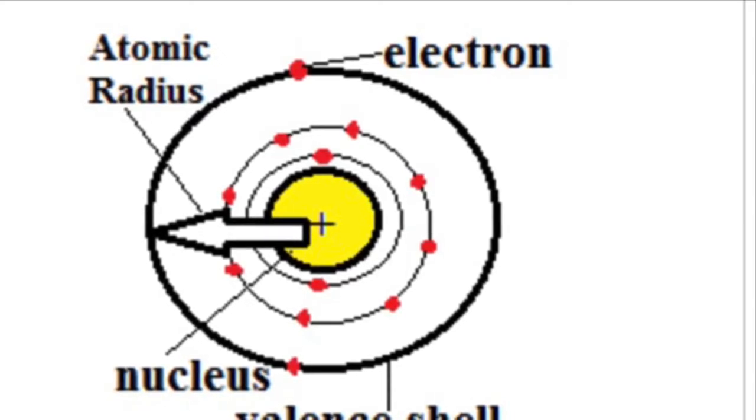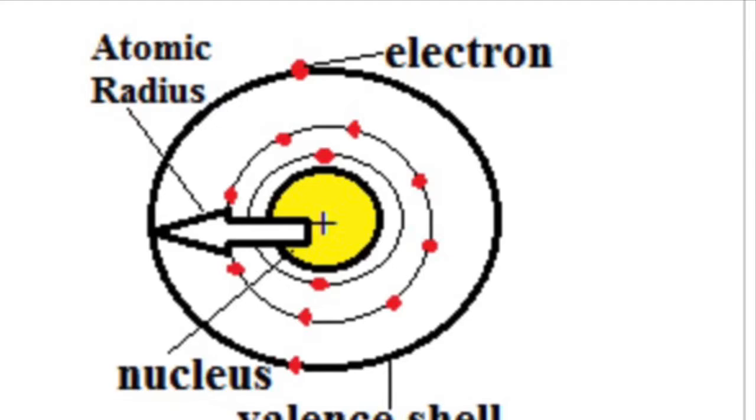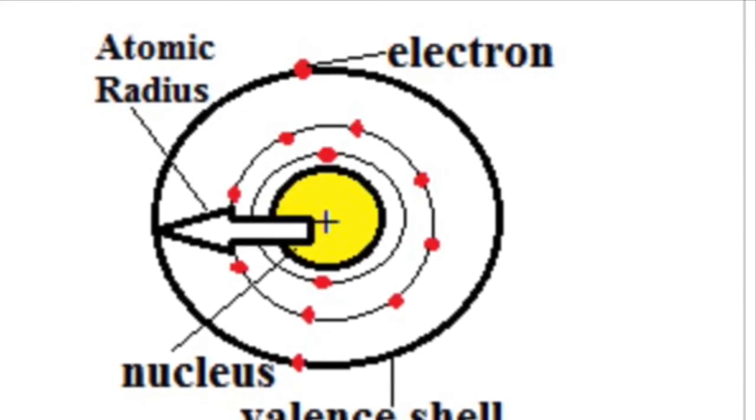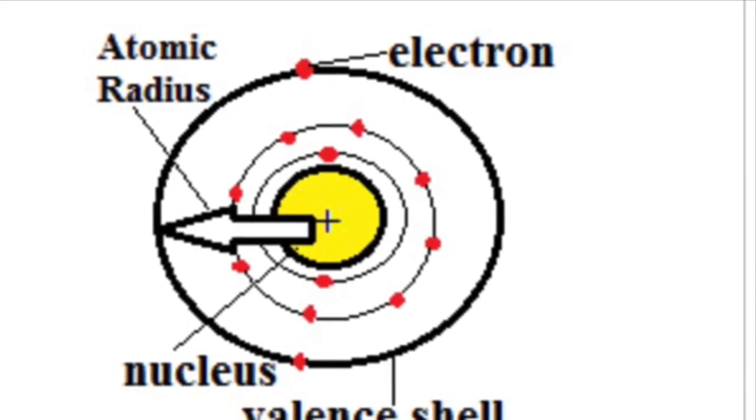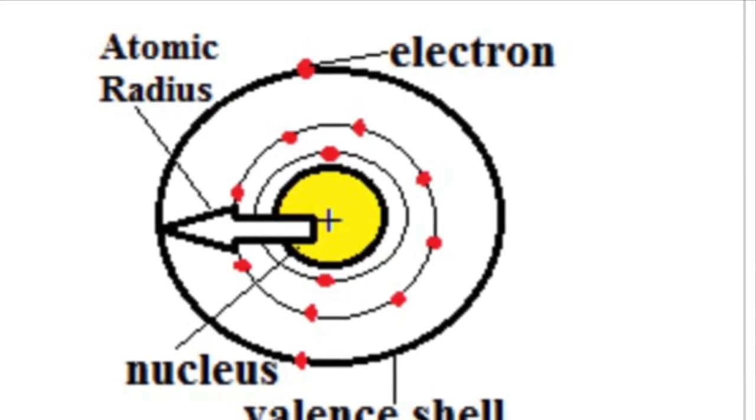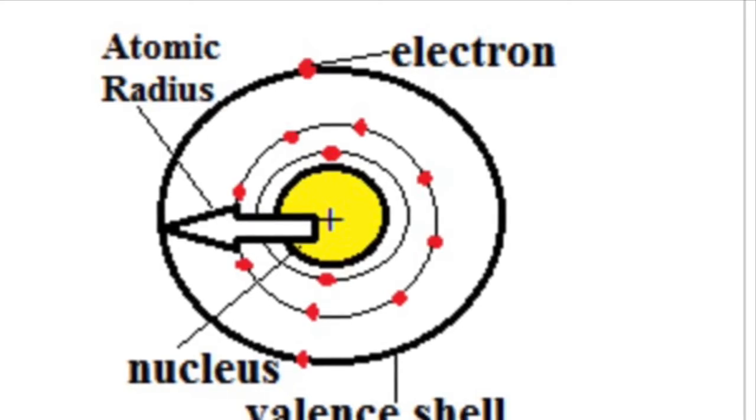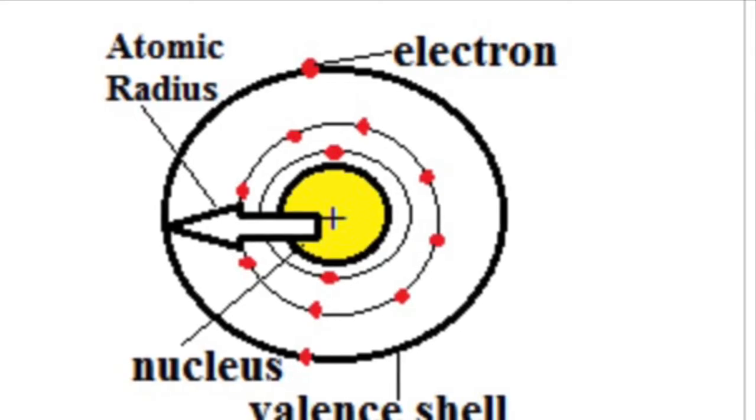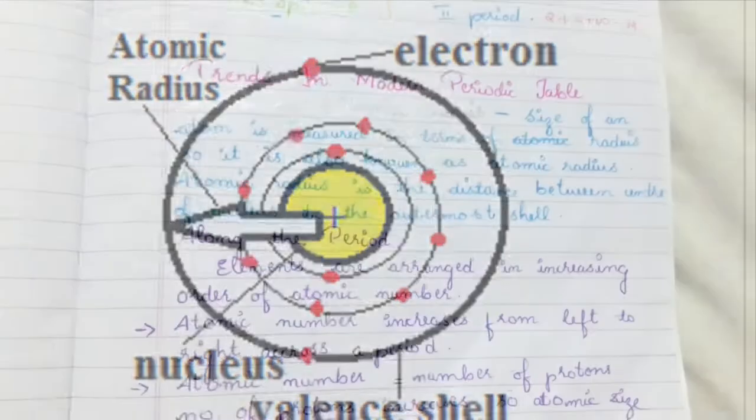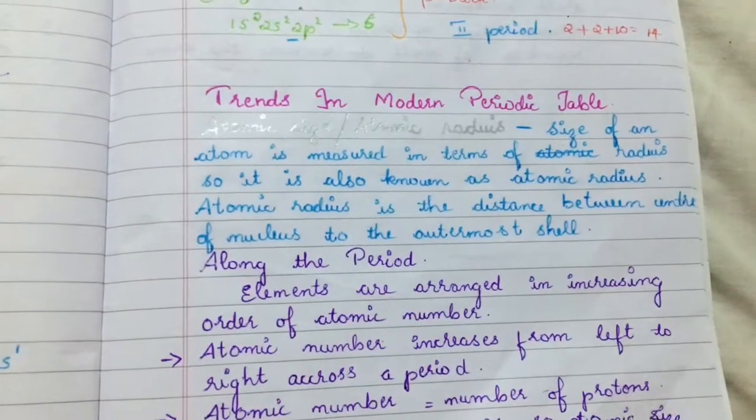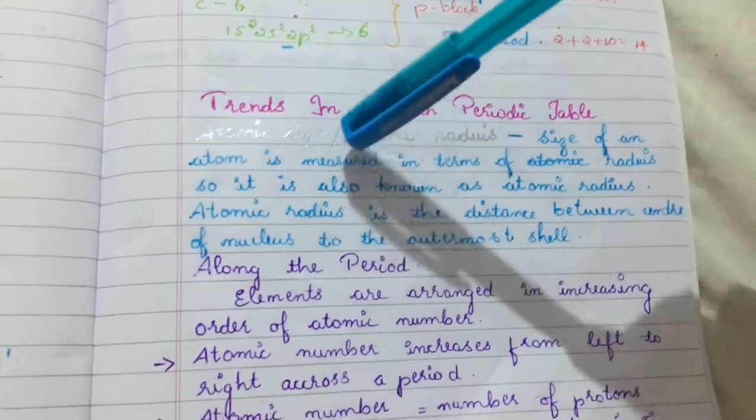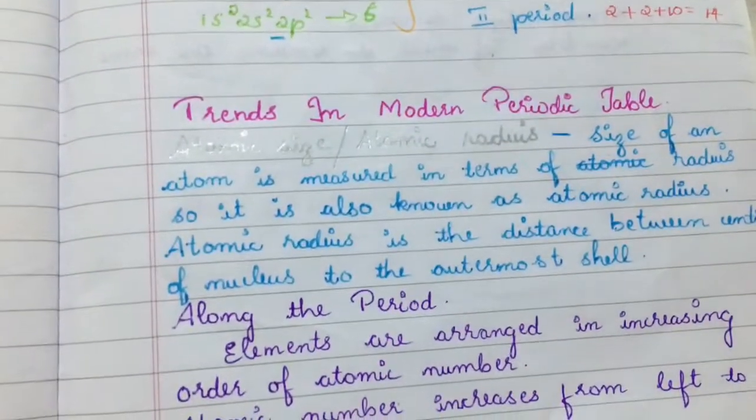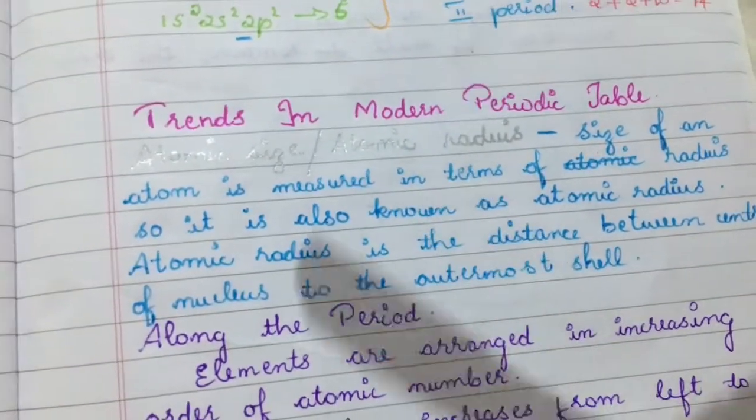Now let us move on to one of the trends seen in our modern periodic table, that is atomic size, the variation of atomic size across a period as well as along a group. We need to know what is meant by the term atomic size. It is the distance from the center of the nucleus to the outermost shell. So let us see its variation. Since the atomic size is measured in terms of radius, it is also known as the atomic radius. Now we are clear with the term atomic radius or atomic size.